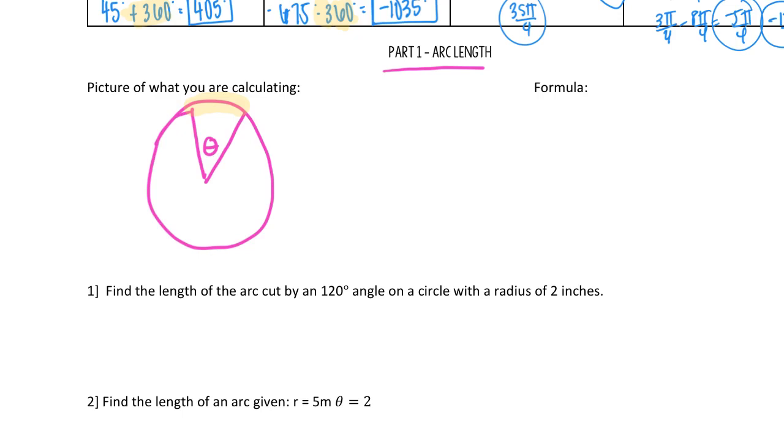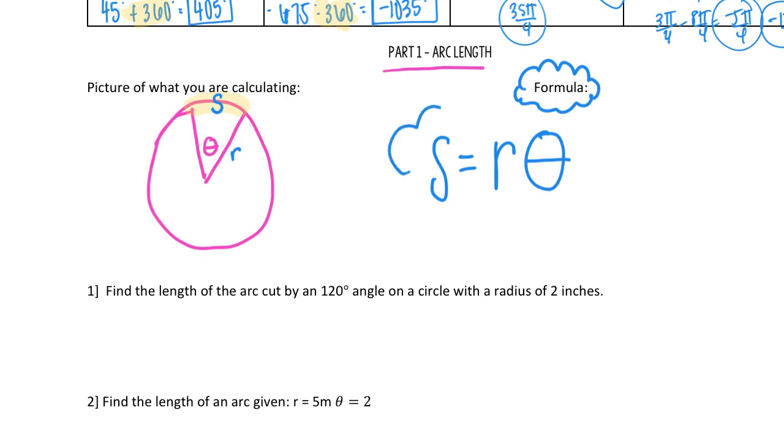Theta, you're going to need to know your radius, and the variable for arc length is s. Now don't ask me why arc length, which has no s's, is labeled s. It just is. The formula for arc length: the arc length is equal to the radius times theta. You might want to put a big happy cloud around that.